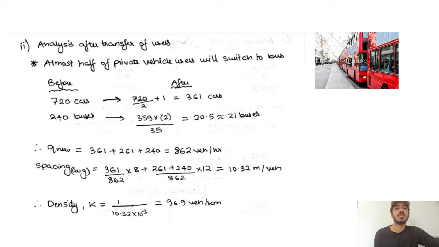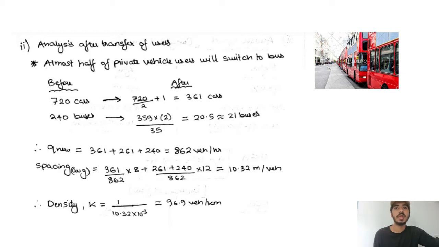So for that we now need to calculate the number of extra buses after the transfer takes place. So that will be 359 cars into 2, so that many users, which is approximately around 718, divided by the occupancy rate of the bus. So each bus is occupied by 35. So it comes around 20.5, which can be approximated as 21 extra buses.